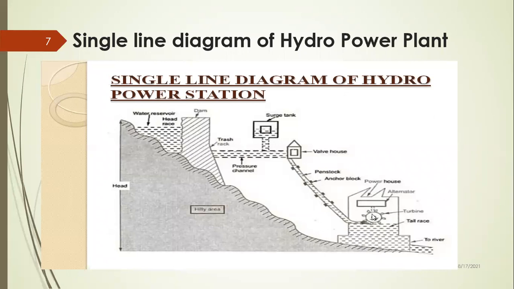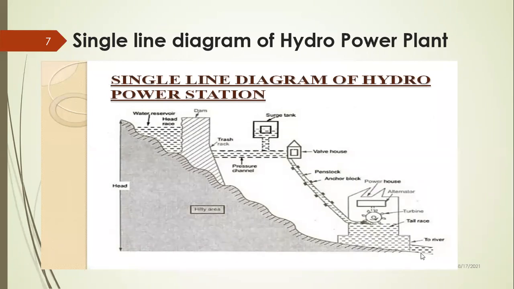And when the water falls upon these turbines, they start rotating. The turbine is connected with the same main shaft as the alternator, and electricity is produced. The extra water is fed through the tail race back to the river again.